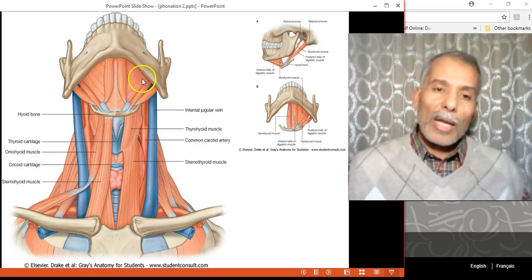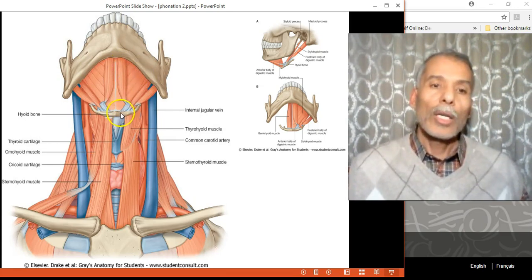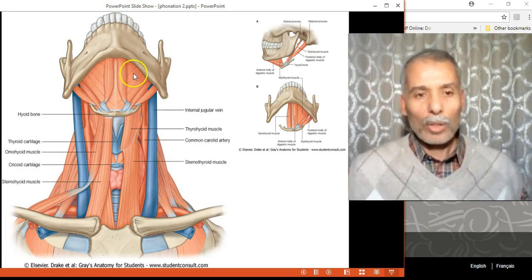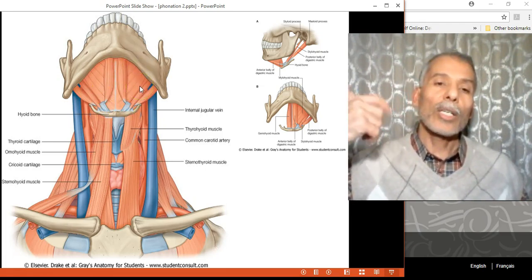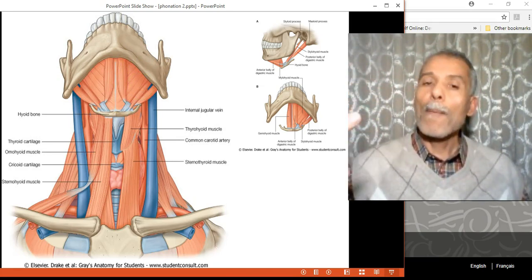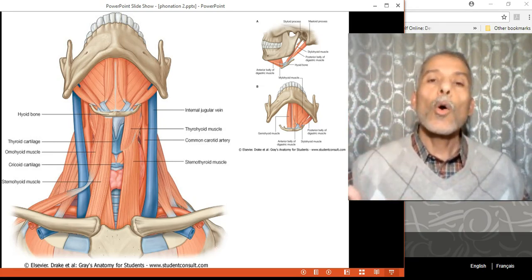So then this muscle inserts onto the hyoid, the anterior segment of the hyoid. So when it contracts, it's going to elevate the hyoid. Again, the mylohyoid. So now we have D, digastric, S, stylohyoid, M, mylohyoid, and then G, geniohyoid.